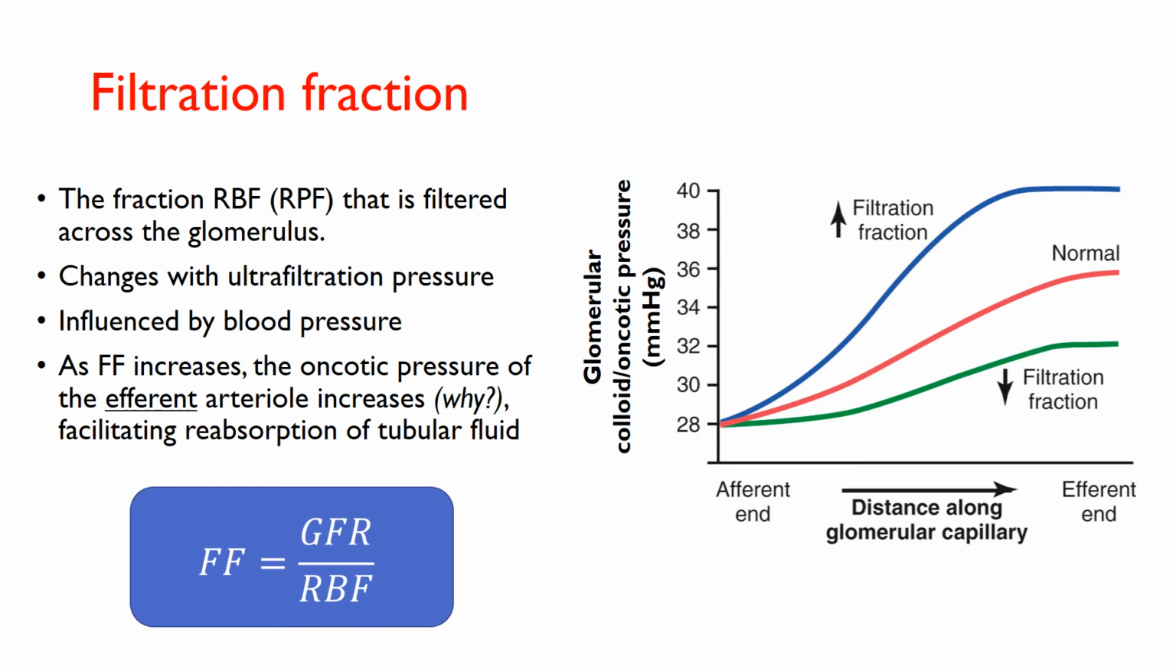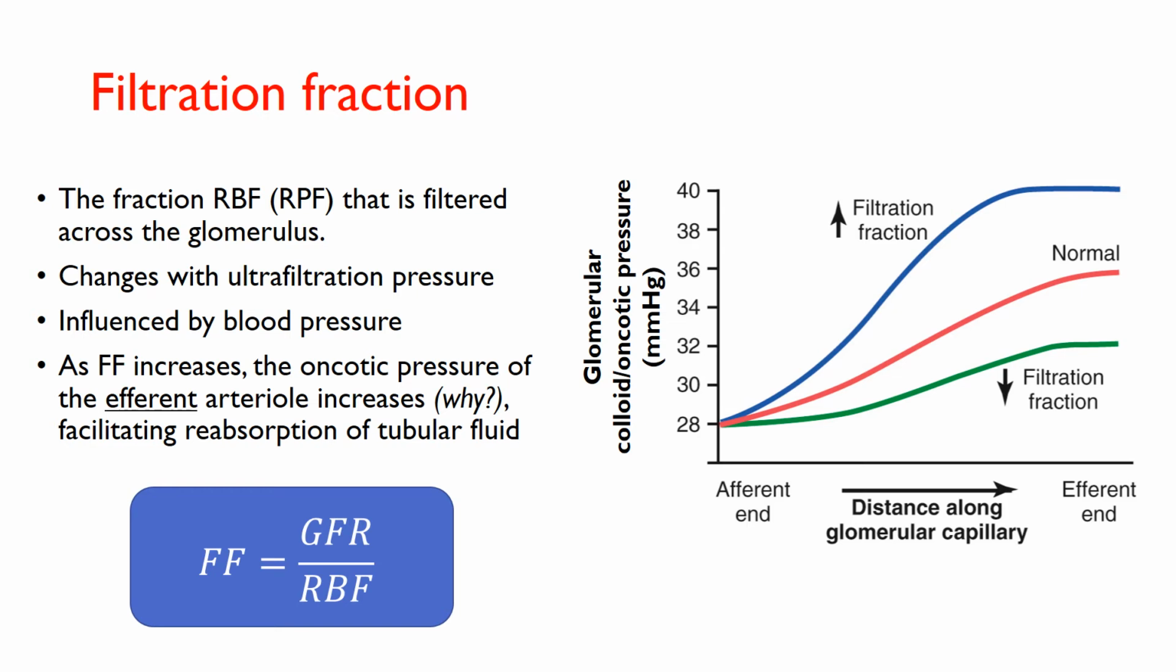So the filtration fraction is the fraction of blood flow, so the amount of blood that enters the glomerulus, and actually the fluid that gets filtered across the glomerulus and enters into the nephron. Okay, so the fraction of blood that enters into the glomerular area and how much of that gets actually filtered. Now this value changes depending upon your ultrafiltration pressure, or the pressure that's pushing the fluid to get filtered or not, which is itself influenced by your overall blood pressure.